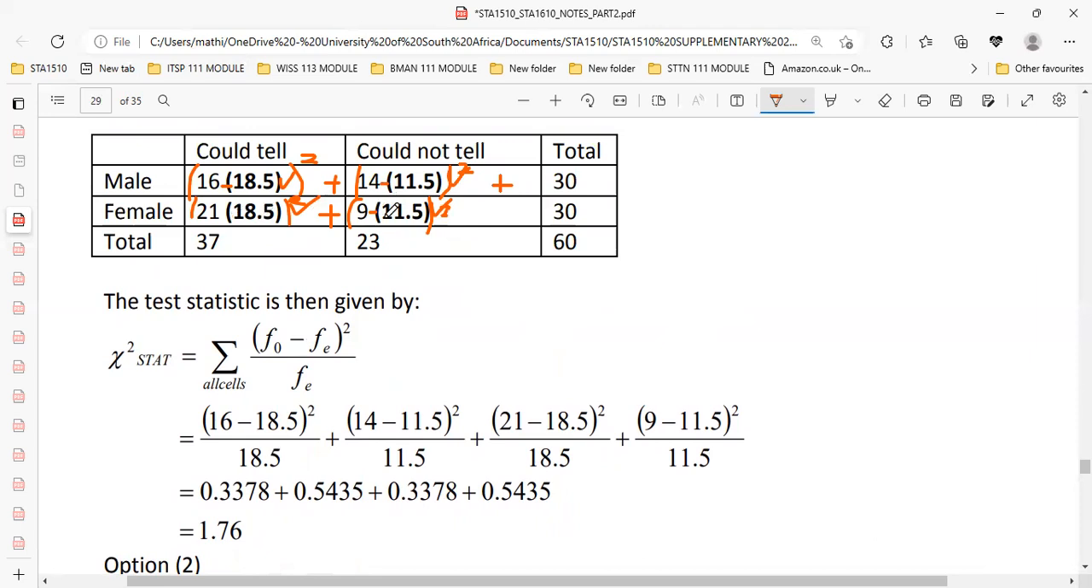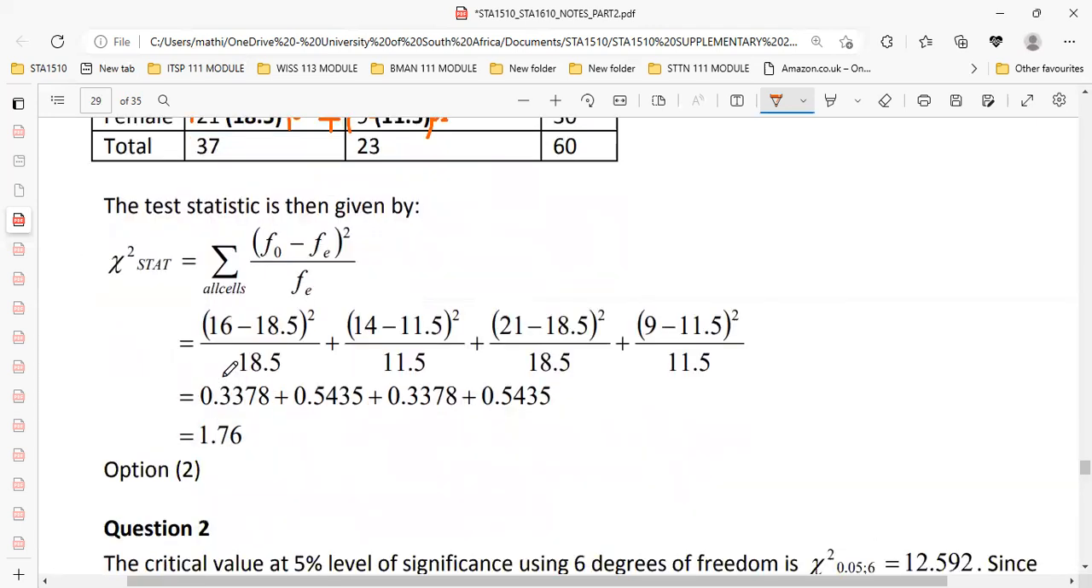Remember, this chapter is very short. Please pay attention to this one, because here you can get full marks. That's what they did here. Then at the end, they got 1.76 as their final answer for the test statistic. Here's the formula of the test statistic, X squared, the test statistic for the chi-square test.